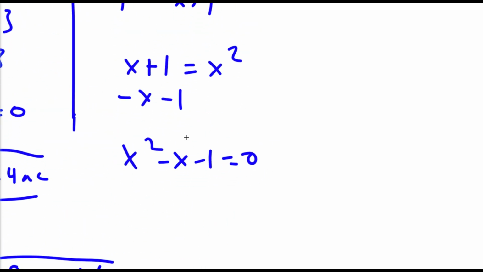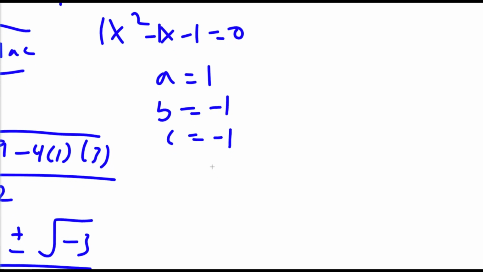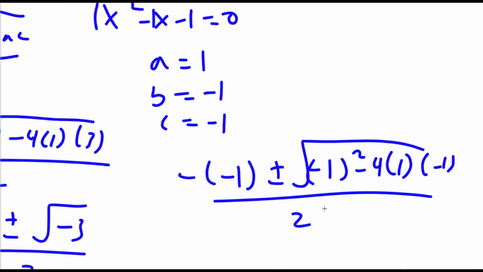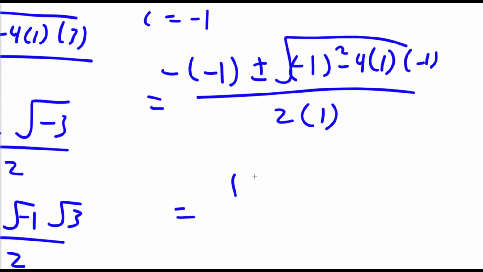Now for the second equation here, I'm going to use the quadratic formula again. A is equal to 1, b is equal to negative 1, and c is equal to negative 1. So now I will have negative of negative 1 plus or minus the square root of negative 1 squared minus 4 times 1 times negative 1, over 2 times 1. Now this is equal to 1 plus or minus the square root of 5, over 2.